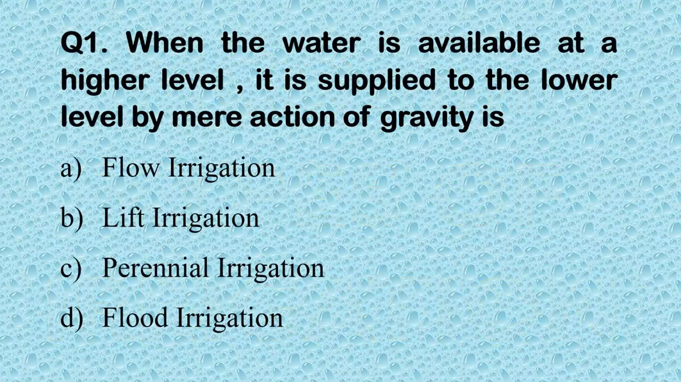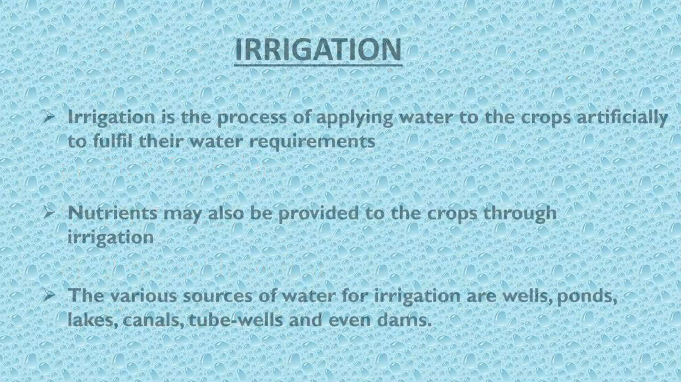Question 1. When the water is available at a higher level, it is supplied to the lower level by mere action of gravity is option A, flow irrigation, option B, lift irrigation, option C, perennial irrigation, option D, flood irrigation.